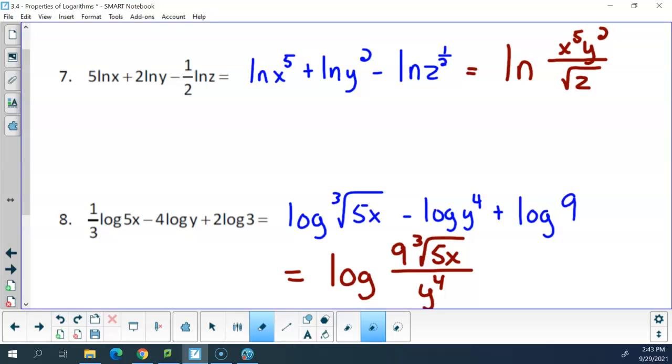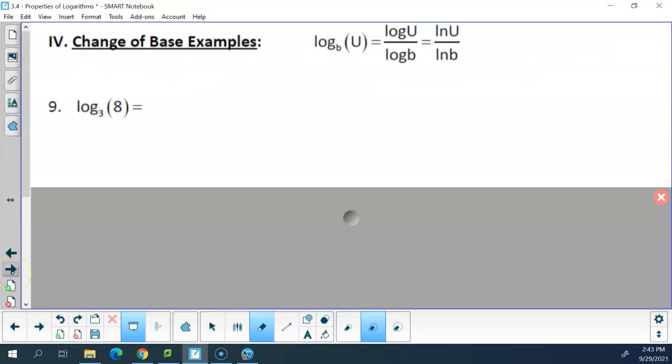Okay. Do a little change of base. Little COB. Okay. So again, I shouldn't say it works no matter what, but we only really use it if the argument is not a power of our base. So for instance, 8 is not a power of 3. I don't know what exponent I can put on 3 to get 8. Okay? So we use our change of base formula.